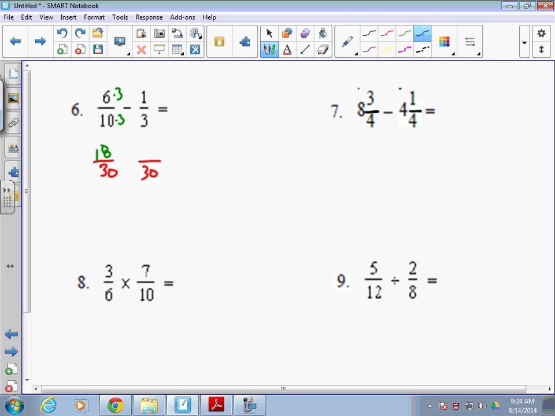You have to multiply 3 times 10 to get 30, so multiply 1 times 10 to get 10. Now we have a common denominator, 30, so let's leave that 30 and subtract 18 minus 10 to get 8. Again, this is not a simplified answer. We could have simplified it earlier on to have smaller numbers, but we left it as is, so let's simplify it now.